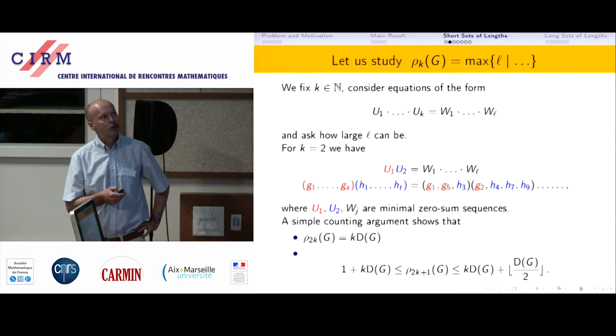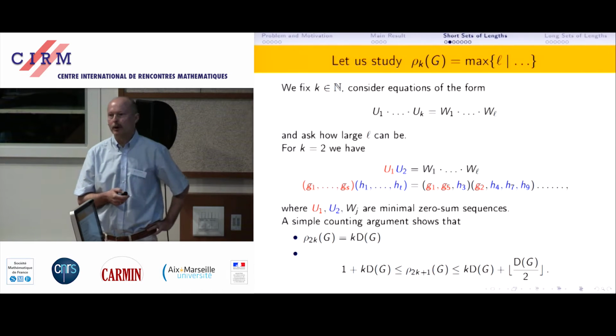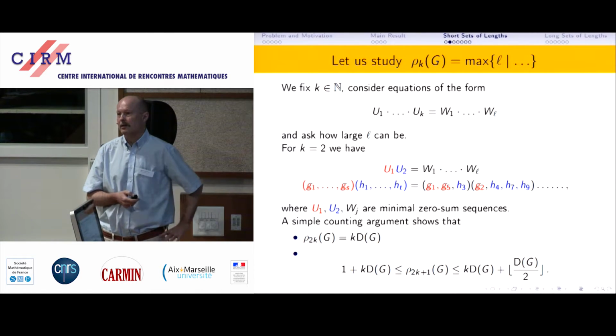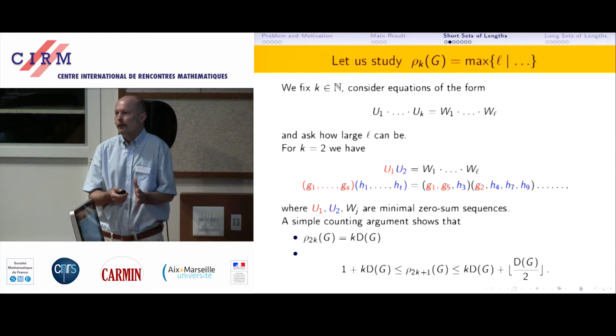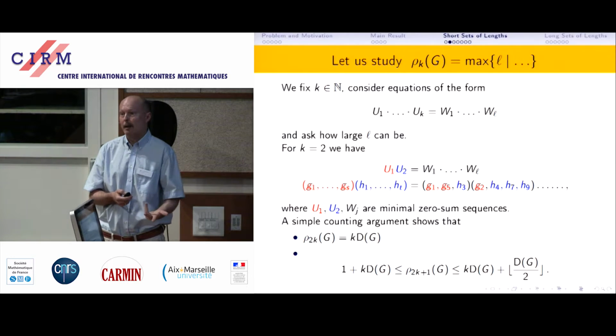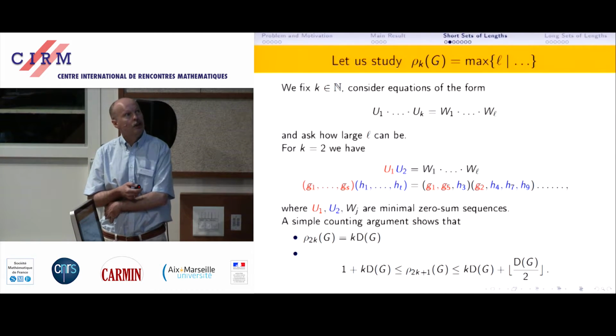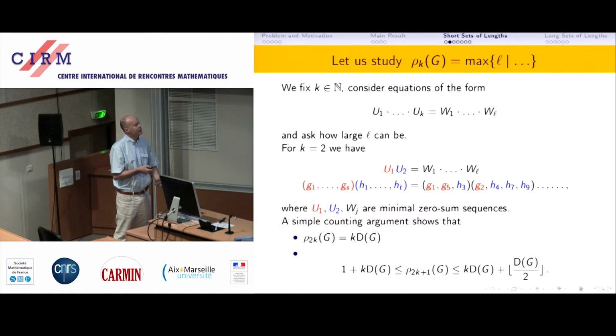So we have at most 2 times the Davenport constant many group elements on the left. If you want to recombine them, every zero-sum sequence has at least 2 elements. So L is at most D(G). And of course, if U2 is just the negative of U1, if H1 is minus G1, H2 is minus G2, then we get D(G) here.